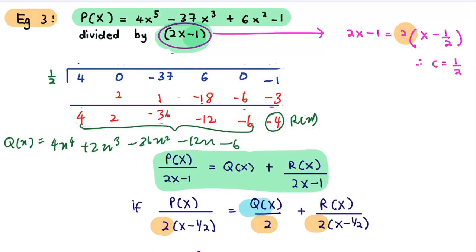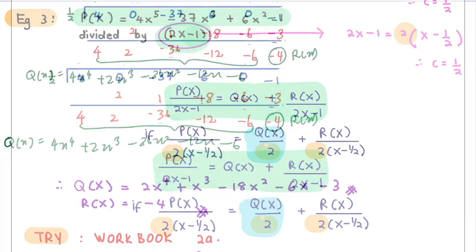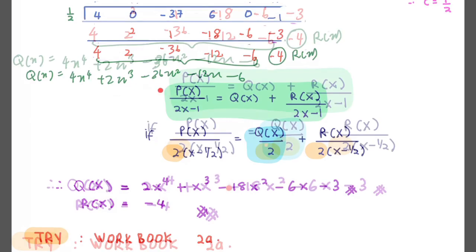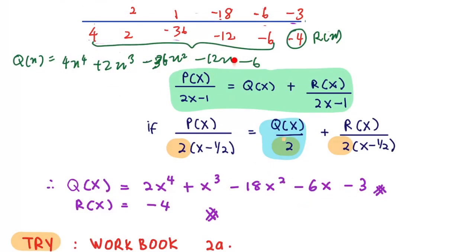So overall, for your quotient, you cannot take the answer straight away here. You need to take the quotient and divide by 2. So that's the real quotient that you should have. So from here, let's divide by 2. It's 2x to the power of 4 plus x cubed minus 18x squared minus 6x minus 3. So this is the quotient, and the remainder doesn't change, it is still minus 4.